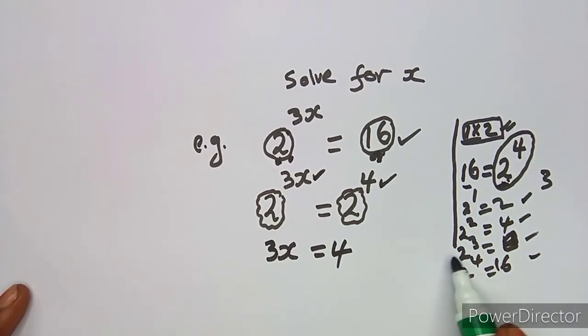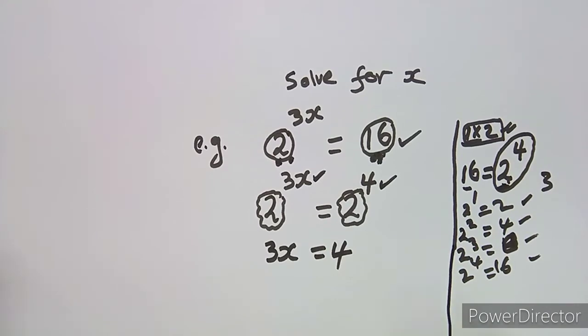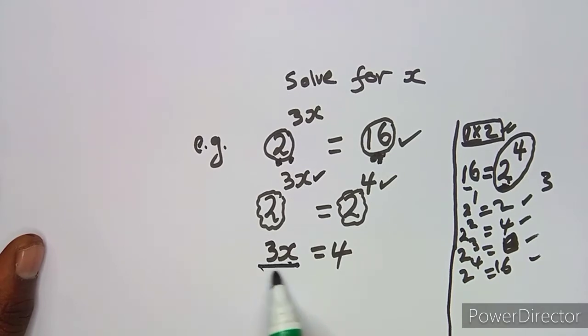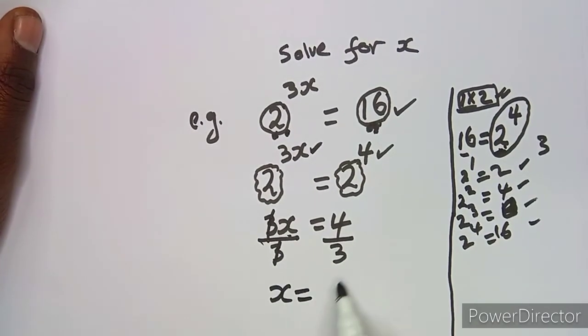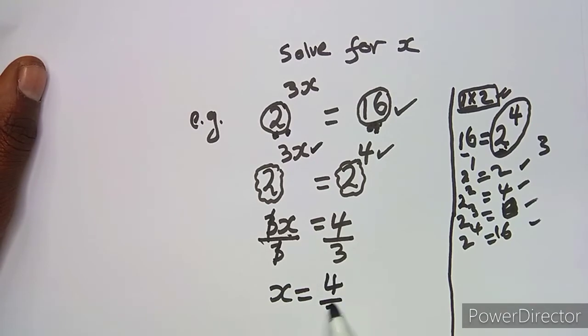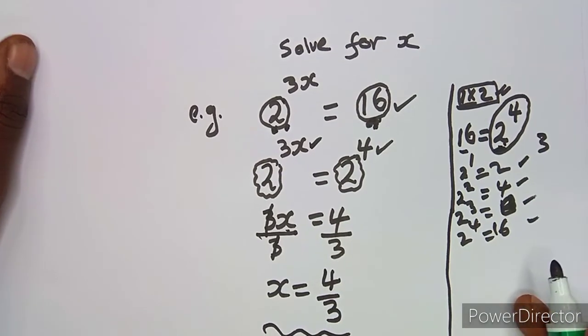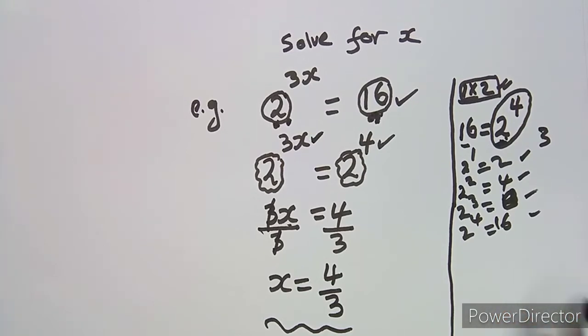The moment you equate these exponents, guys, forget about this topic that we are talking about, which is exponents and logarithms. Relate back to your normal equations. How do you solve a normal equation like this? 3x is equal to 4. 3 is multiplying, so I have to divide by 3. The moment I divide here, I'm going to be left with x, which is equal to 4 over 3. It can also be 1 and a third, still the same thing. So that is the value of x there.